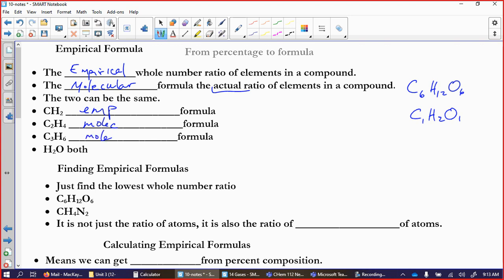C2H4, C3H6 are both molecular formulas because they're actual ratios. Sometimes, like in water, it's both. So to find the lowest number, well, this one we said we could divide by 6.